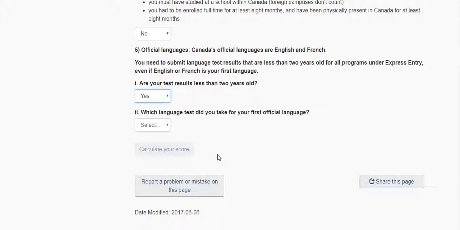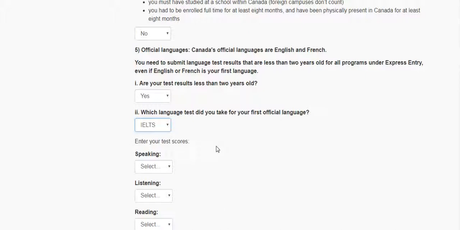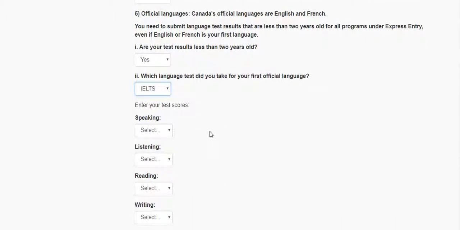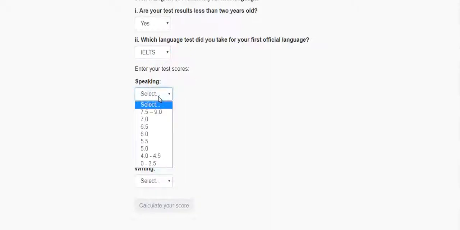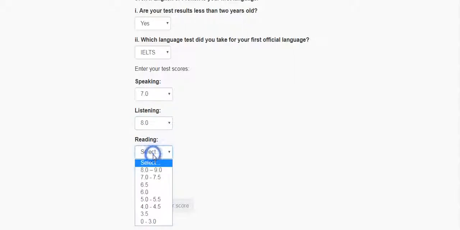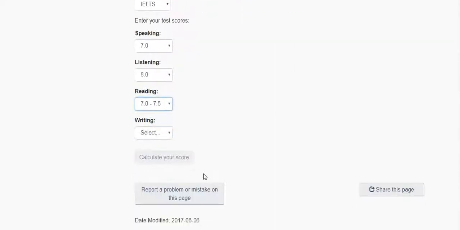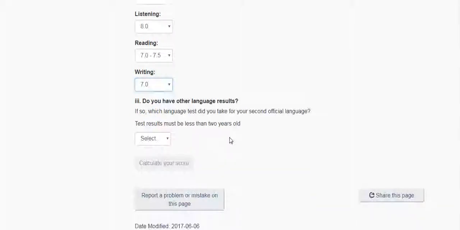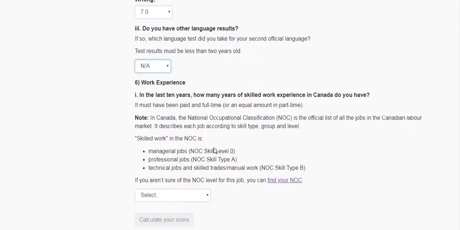So now you need to enter in which test you have appeared. IELTS is for English, and I've appeared for this, and I also select this one. Now enter your scores. I got 7 in speaking, 8 in listening, 7.5 in reading, and 7 in writing. Now, do you have any other language results? I don't have any other language results, so I select not applicable.